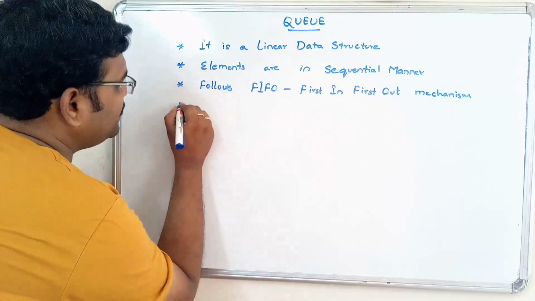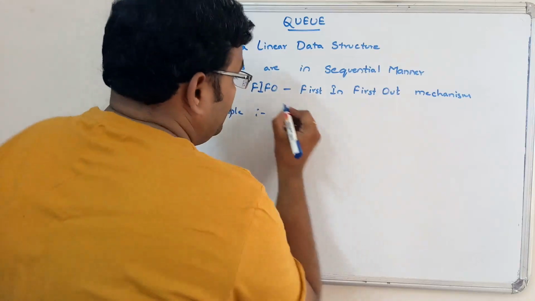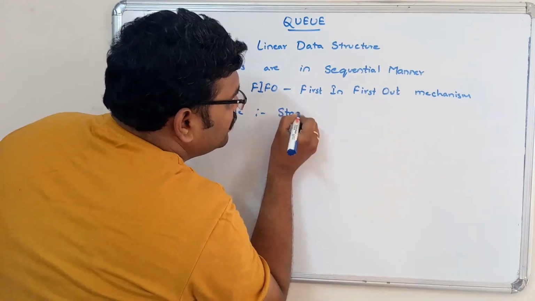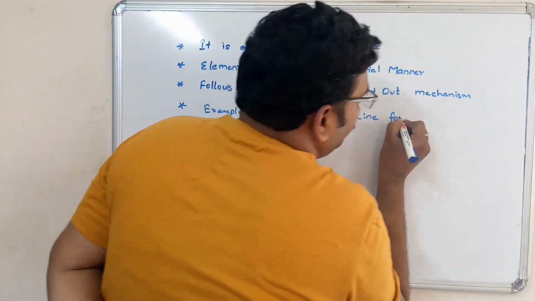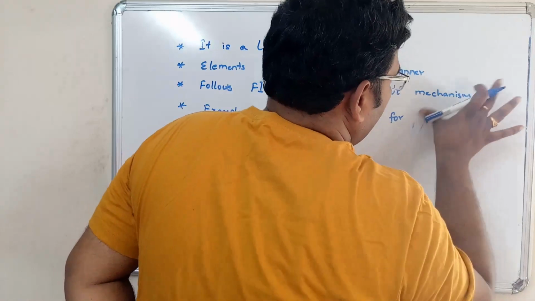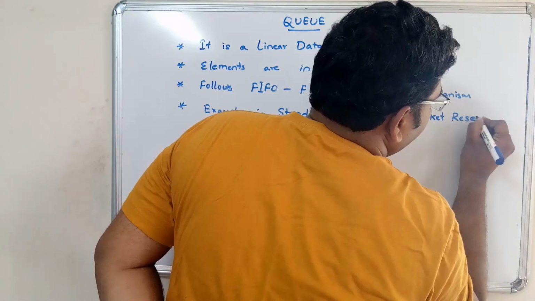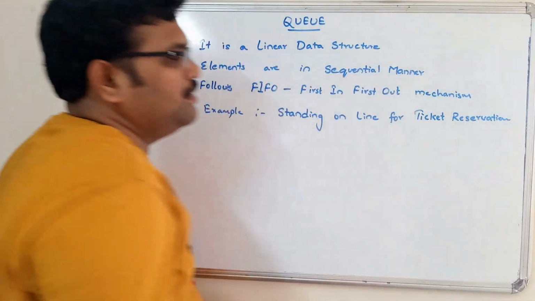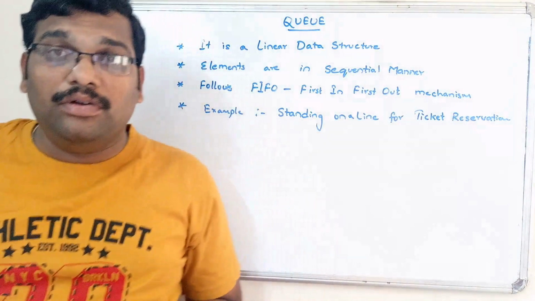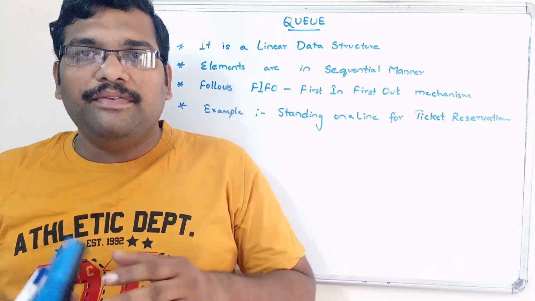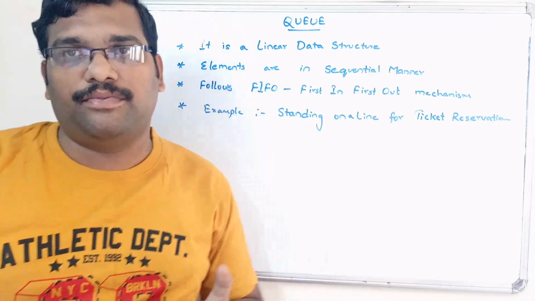The best example for this queue is standing on a line for ticket reservation. This is the best example for the queue. The person who comes first will get the ticket first, similar to first come first serve.